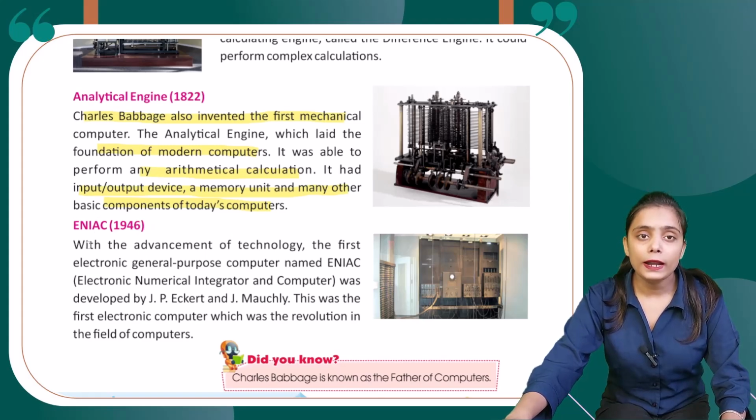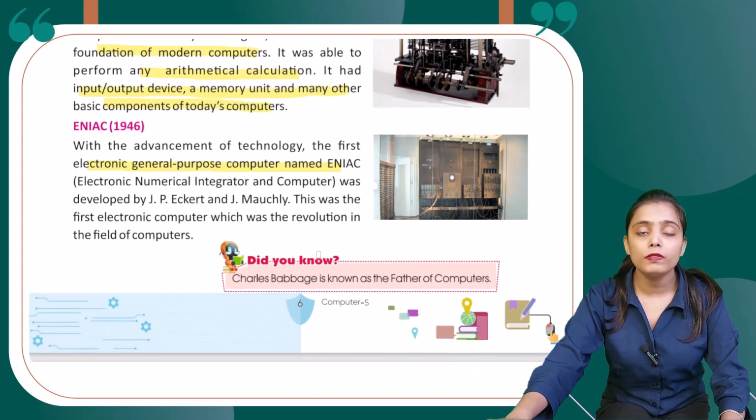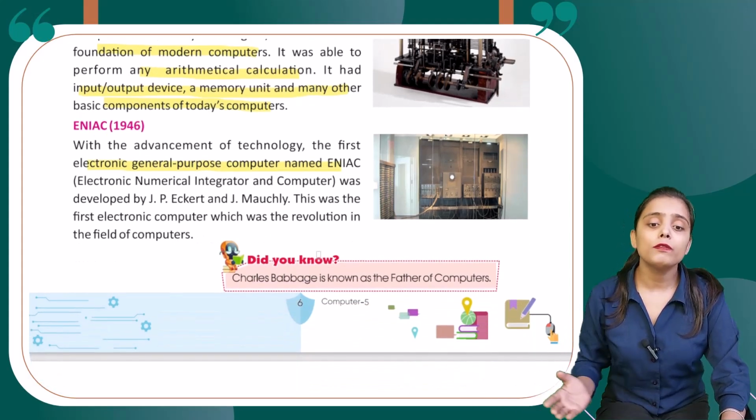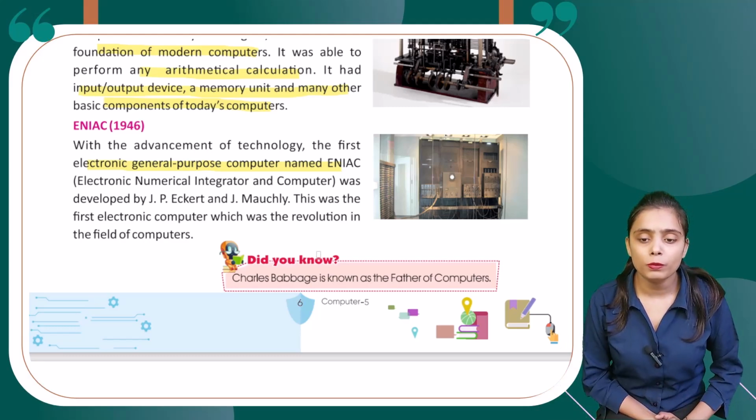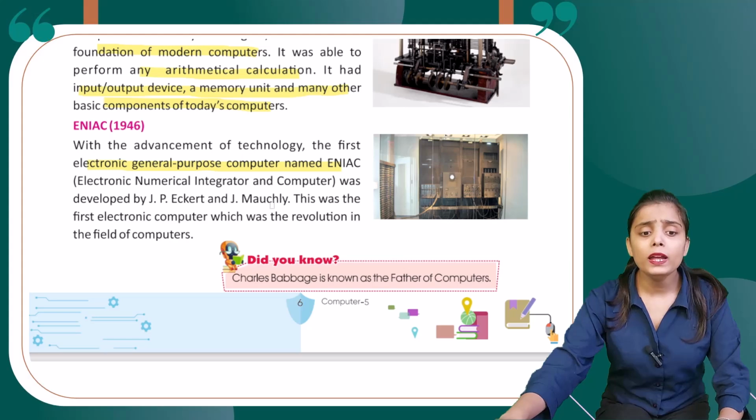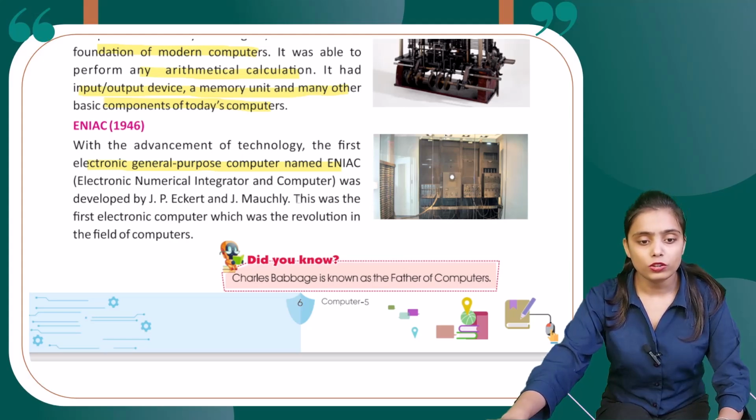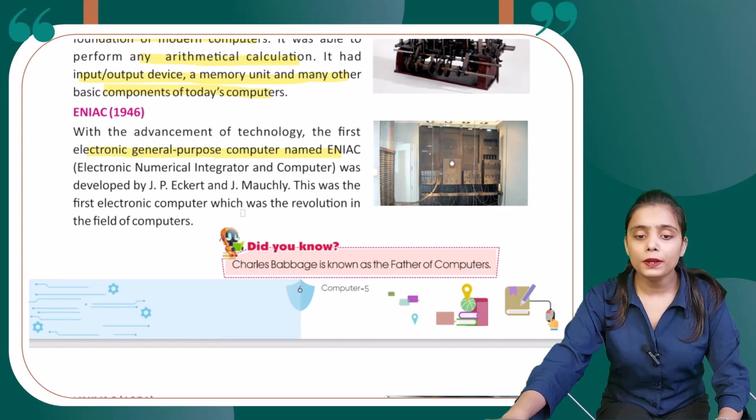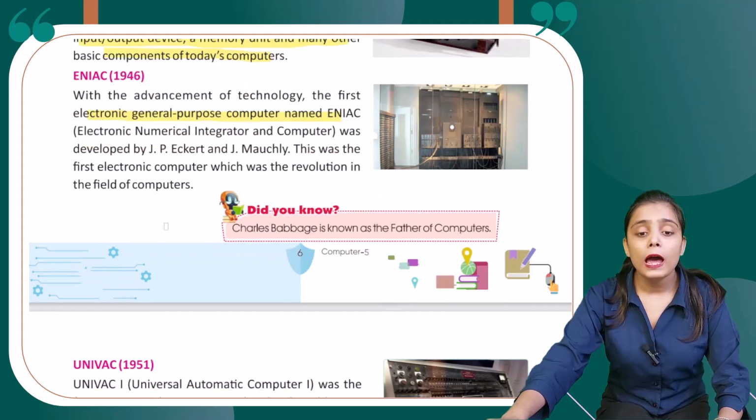Now, ENIAC in 1946. With the advancement of technology, the first electronic general purpose computer named ENIAC, Electronic Numerical Integrator and Computer, was developed by J.P. Eckert and J. Mauchly. This was the first electronic computer, which was a revolution in the field of computers. So these two people developed it, and you can say it was the biggest revolution in the field of computers.